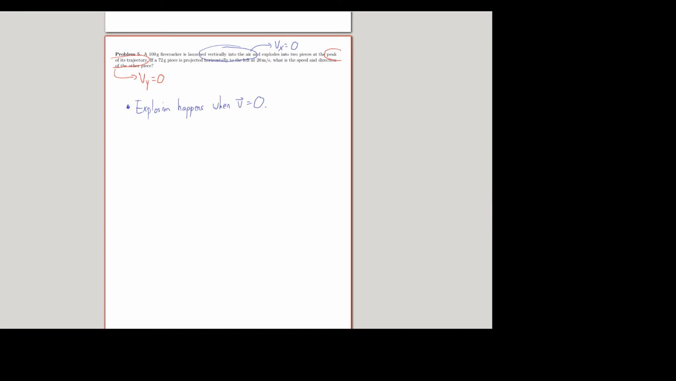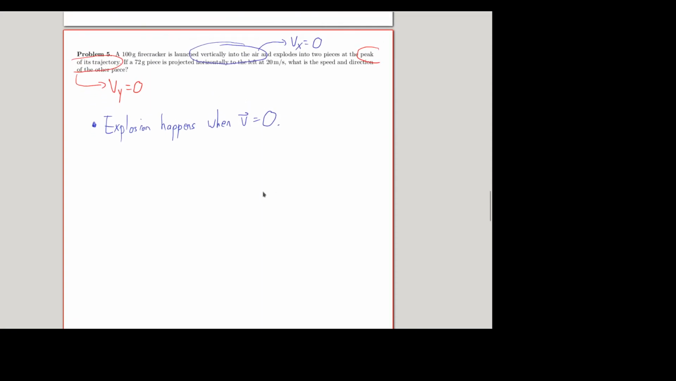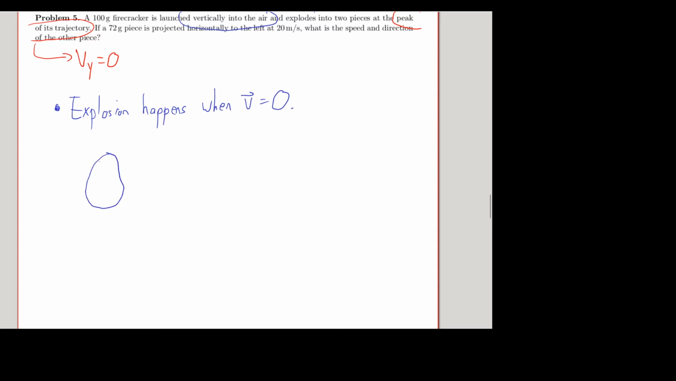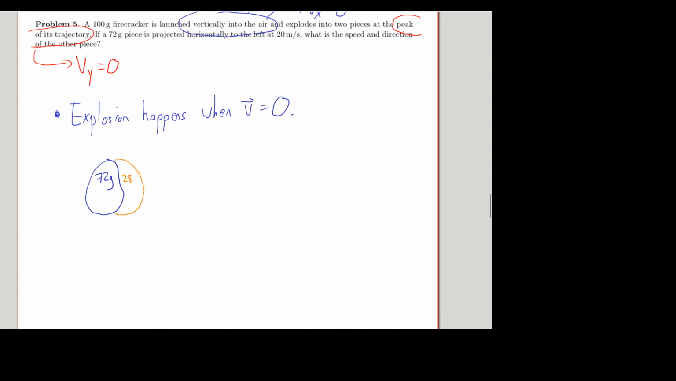So what do I have here picture-wise? I've got a firecracker that starts off with two pieces. There is a big piece, a blue piece, that is 72 grams. There is a smaller piece over here, the one I'm drawing in orange. It's the rest, so it is 28 grams. We'll call these masses M1 and M2.